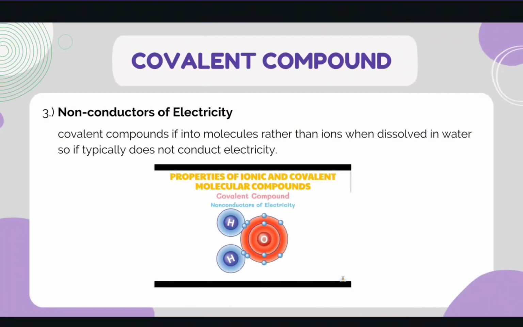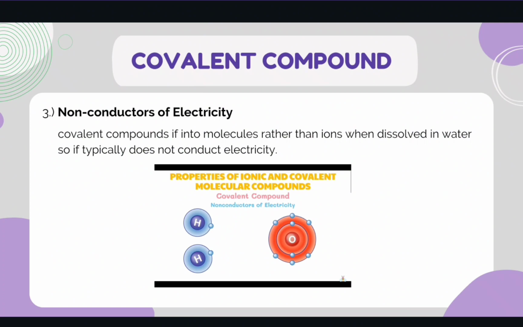Ionic compounds dissociate into ions when dissolved in water, and ions conduct electricity. On the other hand, covalent compounds separate into molecules rather than ions when dissolved in water, so it typically does not conduct electricity.